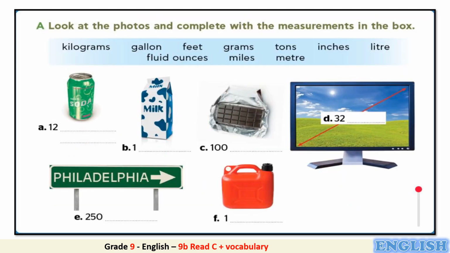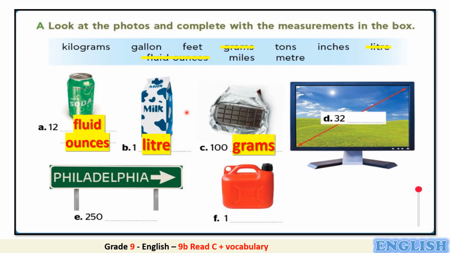Now let's check the answers together. How much soda does this can contain? It contains 12 fluid ounces. How much milk does this carton contain? It contains 1 liter. What is the weight of this chocolate bar? It is 100 grams. What is the size of this TV? It's 32 inches.